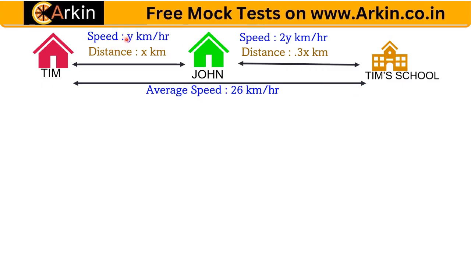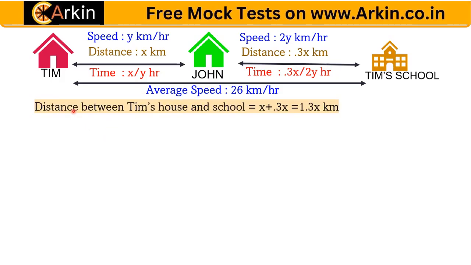See, if the speed is y km per hour and the distance is x km, the time taken from Tim to John will be x by y. Similarly here, the speed is 2y km per hour and the distance is equal to 0.3x km. So the time will be 0.3x upon 2y. I hope you all remember the speed and distance formulas. So now the distance between Tim's house and school will be x plus 0.3x. This is x and this is 0.3x. So the total distance from here to here is 1.3x kilometer.